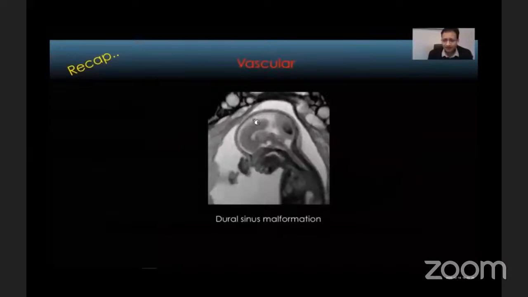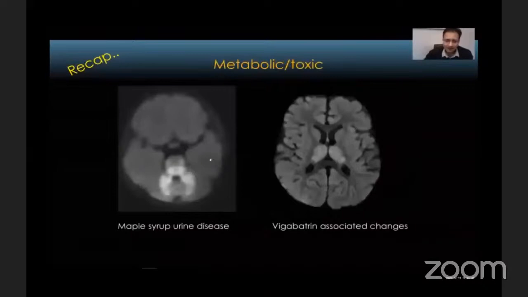kind of vascular malformation, which is characterized by massive aneurysmal dilatation of the torcular with associated neural AV shunting. In the toxic metabolic category, we saw maple syrup urine disease, which has a characteristic pattern of involvement of the myelinated white matter, demonstrating diffusion restriction and presenting early on in life.